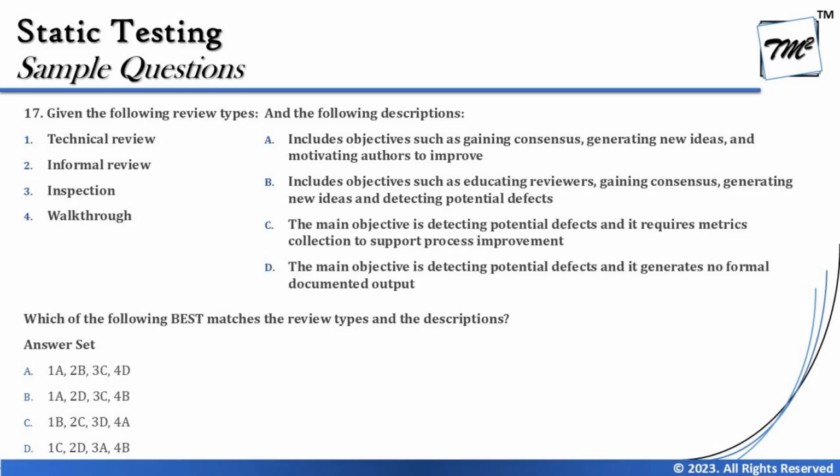The next question we have is question number 17. And it's again a match the following, but this time a little tricky because they are giving you the objectives of each type of review. So on the left side, we have 4 types of review as usual. That is technical review, informal review, inspection, and walkthrough. On the right hand side, we have some objectives.